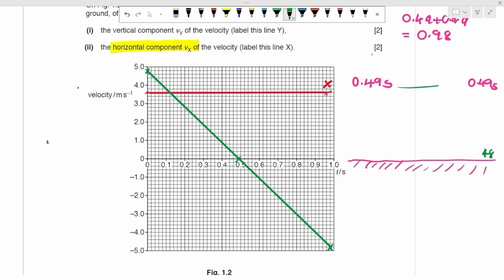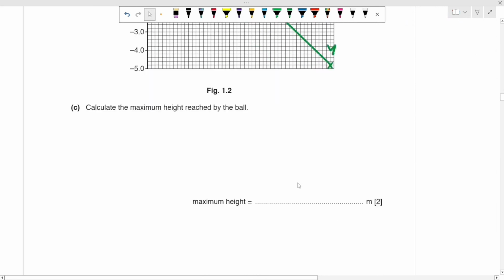And label it Y. Guys, you lose nothing just by labeling, right? Label it Y. Okay. Calculate the maximum height reached by the bow.